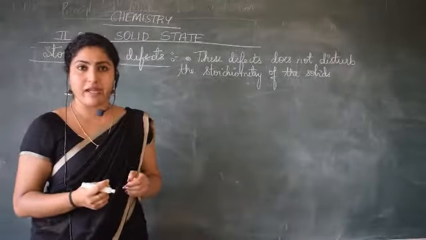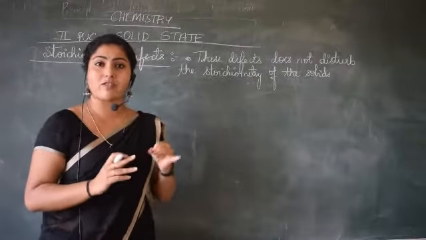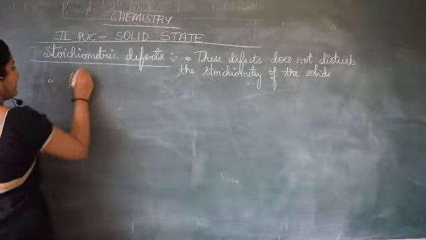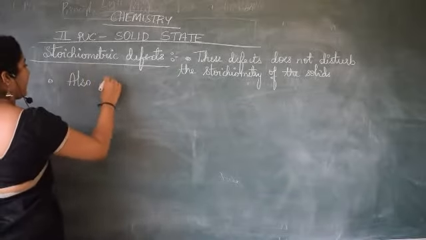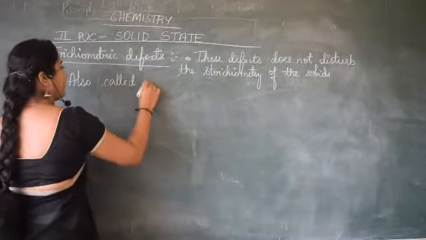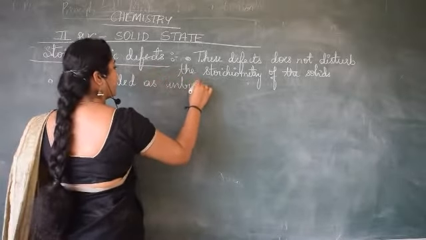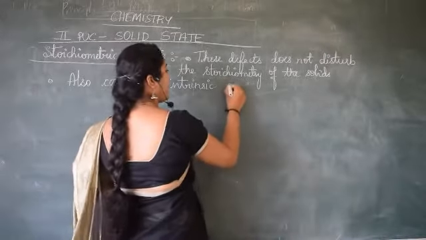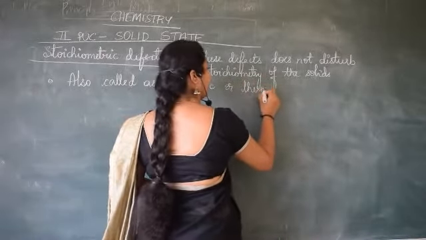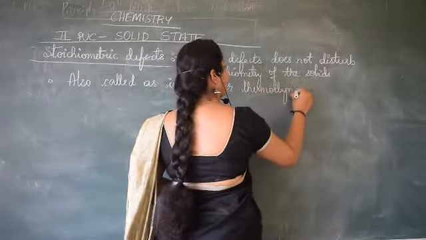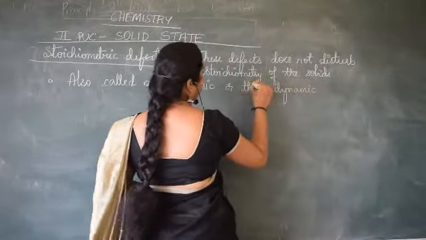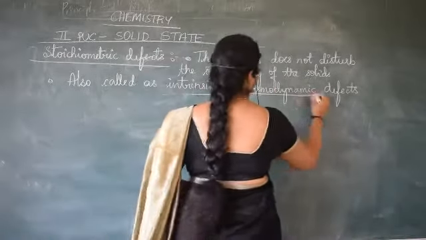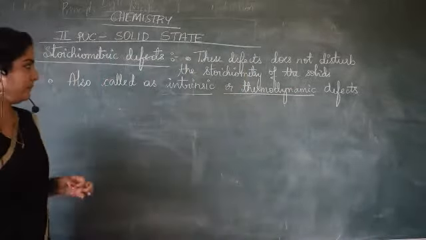They are also called intrinsic defects or thermodynamic defects. Intrinsic is usually used to denote the pure form. On heating also you can see a few of these defects, and hence they are called thermodynamic defects or intrinsic defects. Hope it is clear.